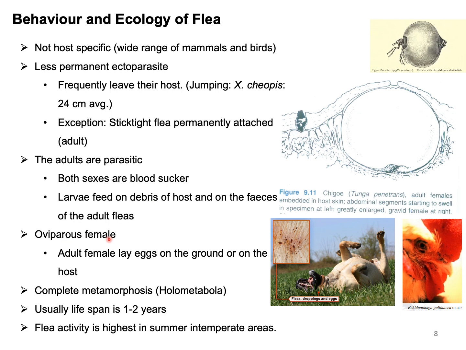Females are oviparous; females lay eggs on the ground, that is, in the environment or on the host body coat. The life cycle is complete, that is, the different developmental stages of the life cycle of the flea are different from one another, and lifespan is around 1 to 2 years, and flea activity is higher in the summer season compared to others.